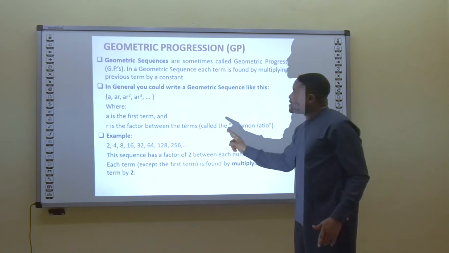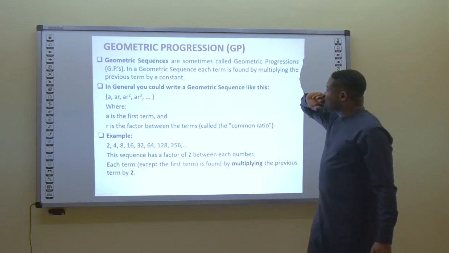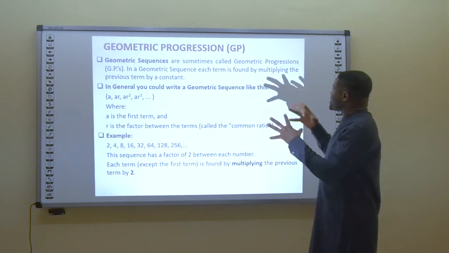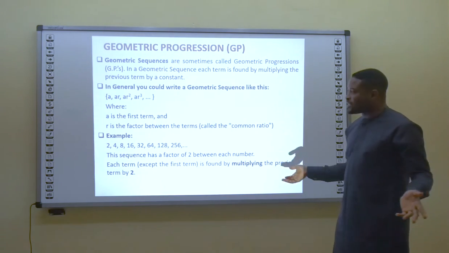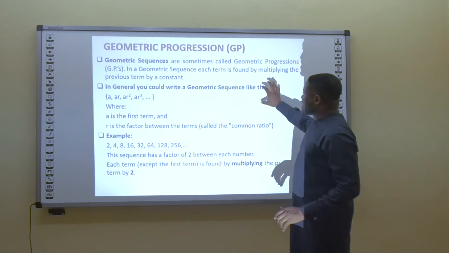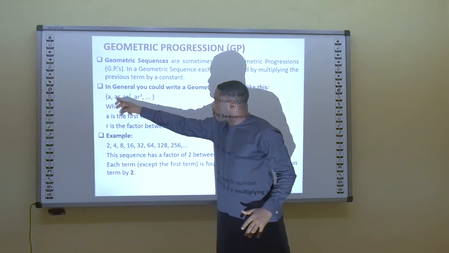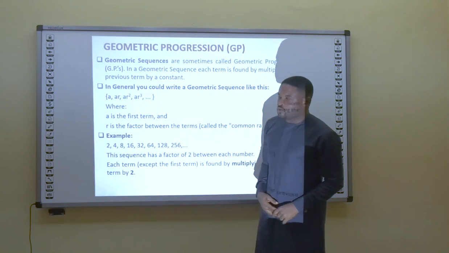Now let's look at geometric progression. Geometric progression is a geometric sequence where each term is found by multiplying the previous term by a constant. That can be represented in this format as a, which is the first term, comma, ar, and then ar raised to the power 2.